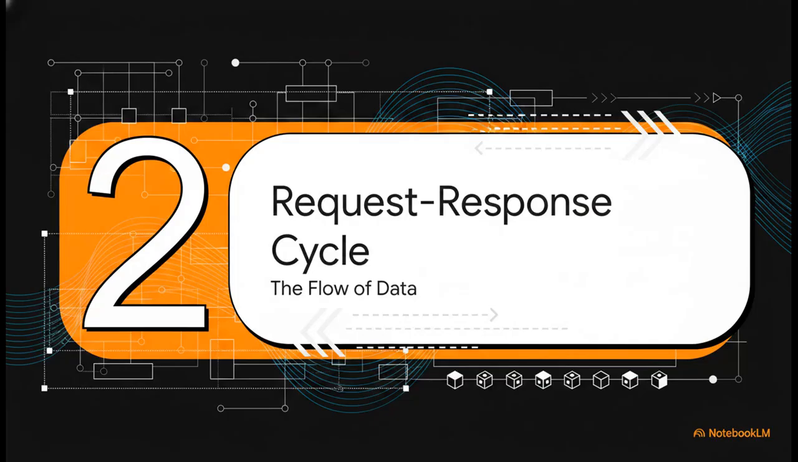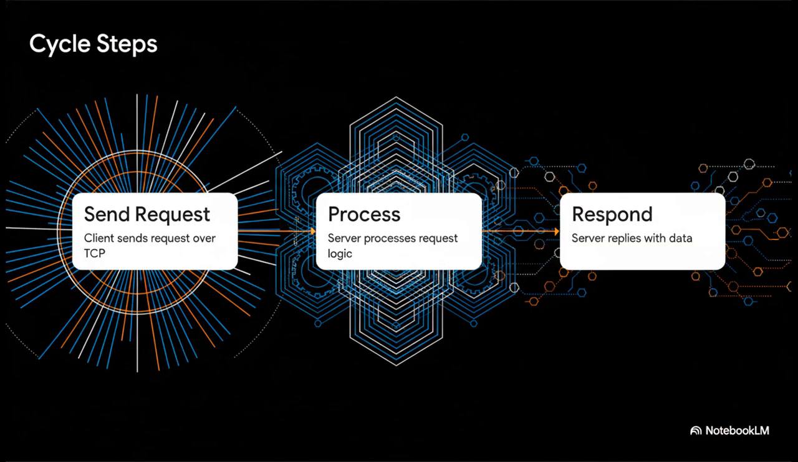Which brings us naturally to Section 2, the request-response cycle. Let's map out this flow of data. I like to think of this HTTP cycle as a highly structured, continuous conversation. The client opens up a TCP connection, fires off a precisely formatted request, and then the server crunches its logic to return a status and some data. It sounds super simple, right? But this literal heartbeat is happening billions of times a second across the web. It's wild to think about.